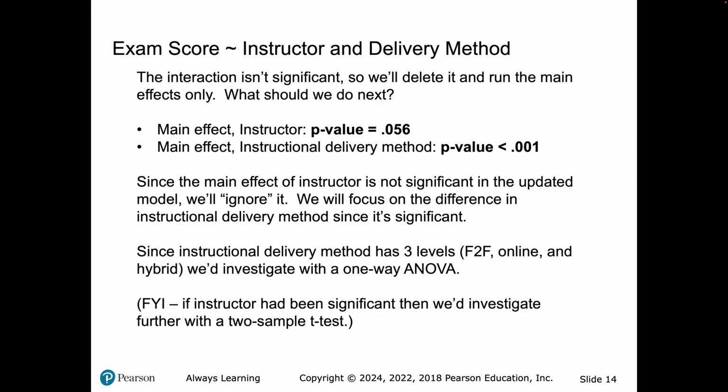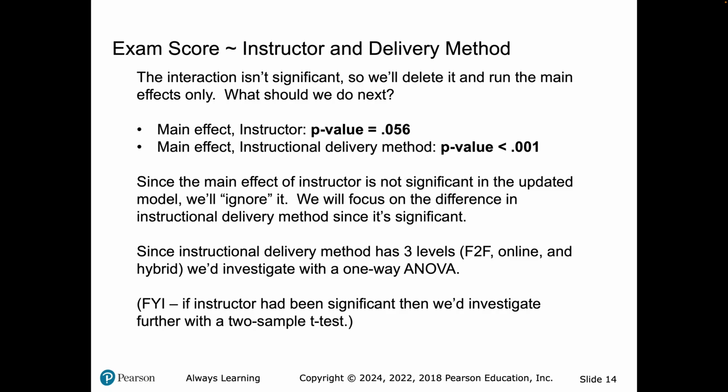So let's say that we do that and the main effect for instructor turns out to be 0.056, not statistically significant at the 0.05 level. The main effect for instructional delivery method is significant at the 0.001 level. Since the main effect of instructor is not significant in the updated model, we will ignore it. So we'll focus solely on the instructional delivery method since it's significant.